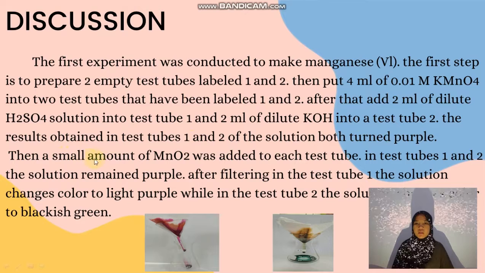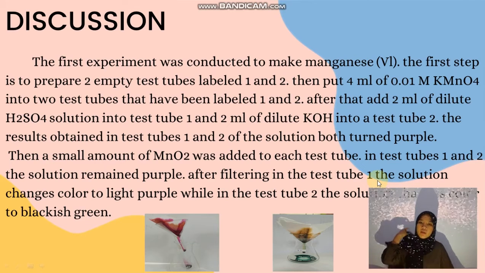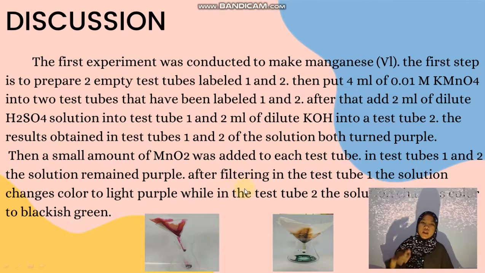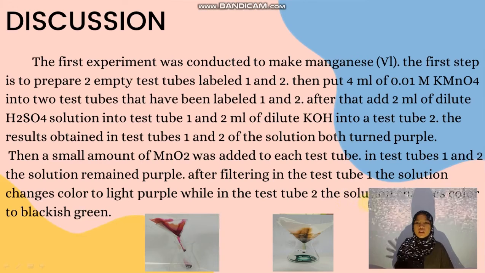Then a small amount of MnO2 was added to each test tube. In test tubes 1 and 2, the solution remains purple. After filtering, in test tube 1, the solution changed color to light purple, while in test tube 2, the solution changed color to blackish green.